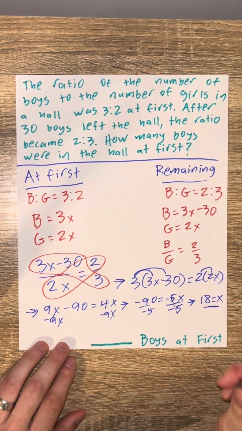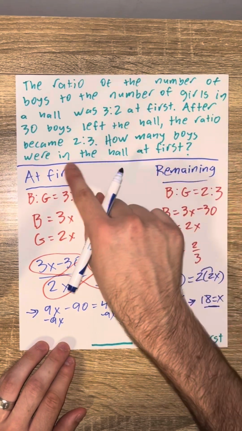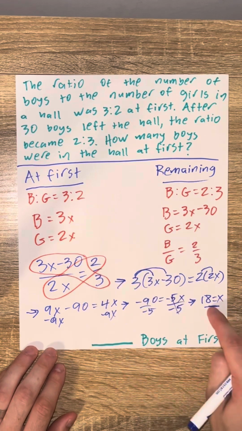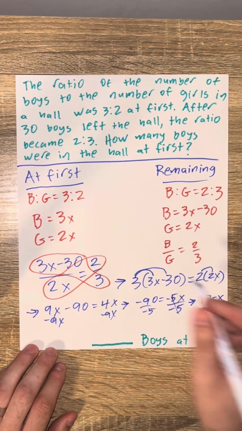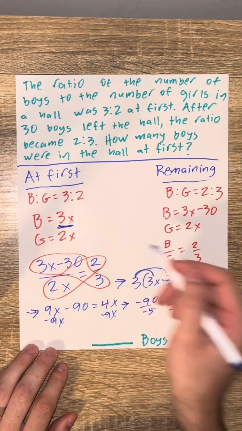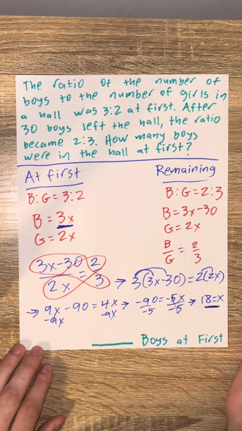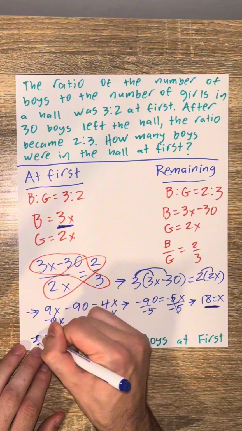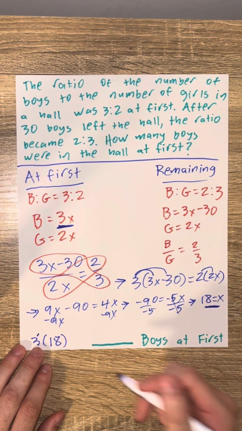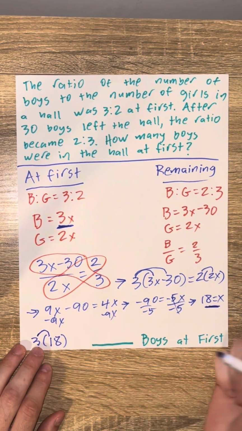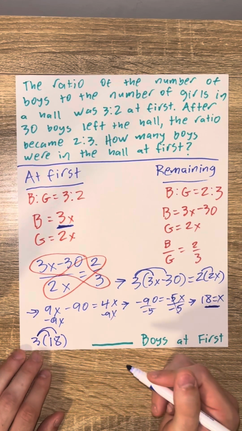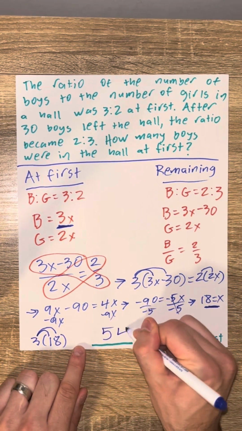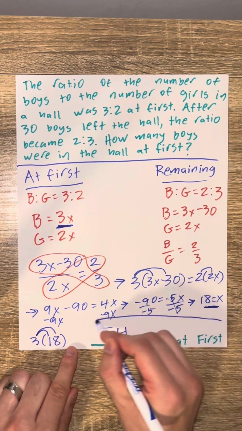Now, that's not our final answer. We wanted the number of boys in the hall at first. And so at first, this was 3 times x, and x is 18. So we'll plug this x into this equation, or this function right here. So we'll do 3 times x, or 3 times 18. One way to do this mentally is you could do 3 times 10, which is 30, 3 times 8, which is 24, 30 plus 24 is 54, and so there were 54 boys in the hall at first, and now we're done.